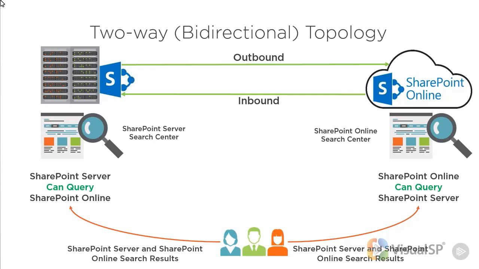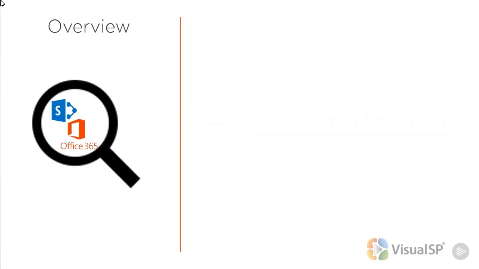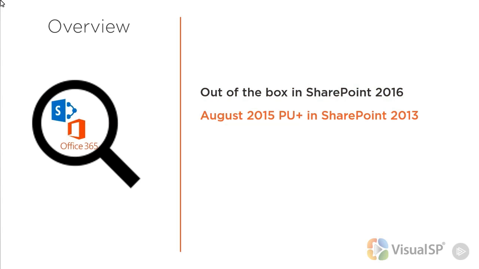So now that was the big overview of federated search. Now let's talk about cloud hybrid search. Cloud hybrid search is out of the box in SharePoint 2016. It's enabled in SharePoint 2013 as well, but you need to have the August 2015 public update or more.